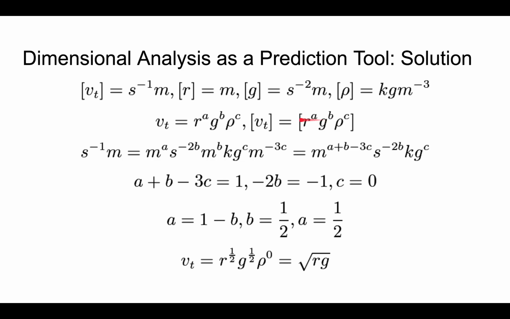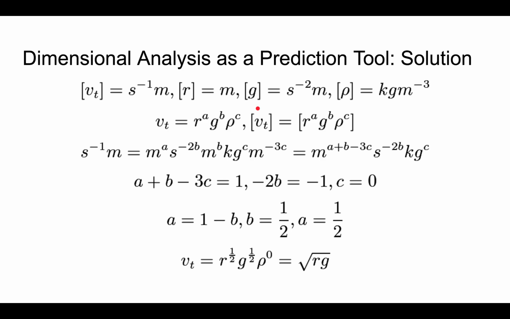So now let's work with these units. So we have meters per second is equal to meters to the a power, this is from r to the a, times seconds to the negative 2b power times meters to the b power, this is from the g to the b, times kilograms to the c power times meters to the negative 3c power. This is from rho to the c power over there.